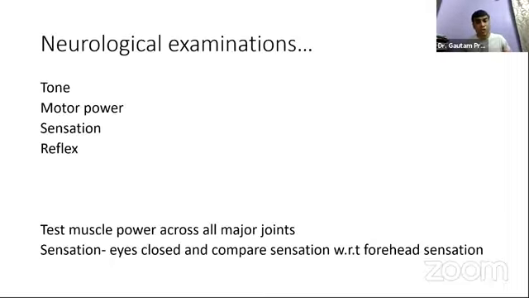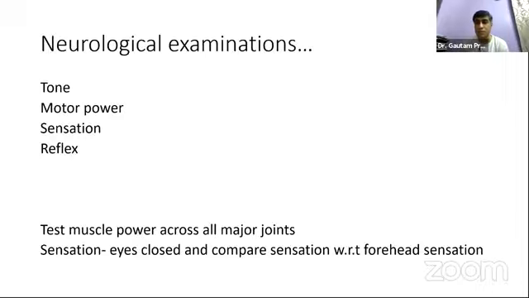Next comes the neurological examination. Now, neurological examination we can divide into motor as well as sensory and the reflexes part. First, we have to appreciate what the tone of the muscles is, whether it is normal tone, hypotonia, or hypertonia, because in an upper motor neuron kind of lesion, we will come across hypertonia. We have to test the muscles across all the major joints, and a video I will be showing in the later half.